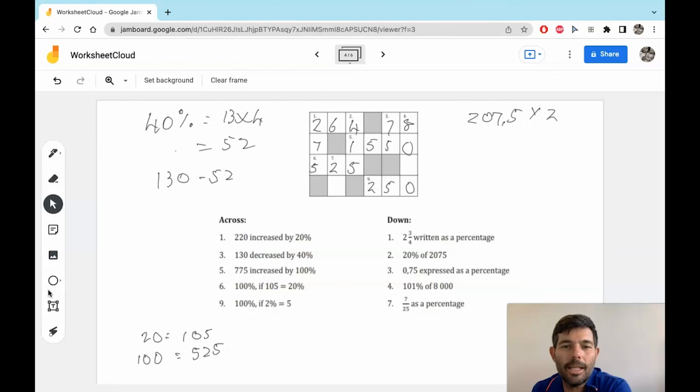0.75 expressed as a percentage, 3 down. You can see it's there already, 75%. Okay, so that's another good check for us. 101% of 8,000. Well, 100% of 8,000 will be 8,000. And 1% of 8,000 will be 8,000 divided by 100, which is 80. And then when I put those together, I get 8,080. And then my last question is 7 over 25 as a percentage. We know we multiply by 4 to get the fraction out of 100, which means we multiply the 7 by 4 and we get 28%.